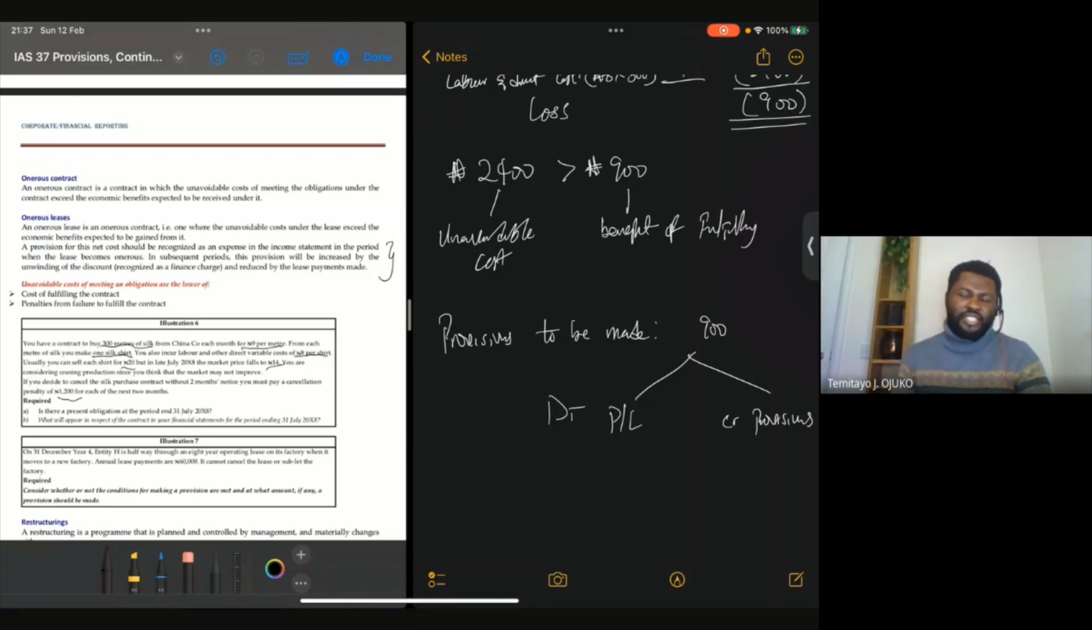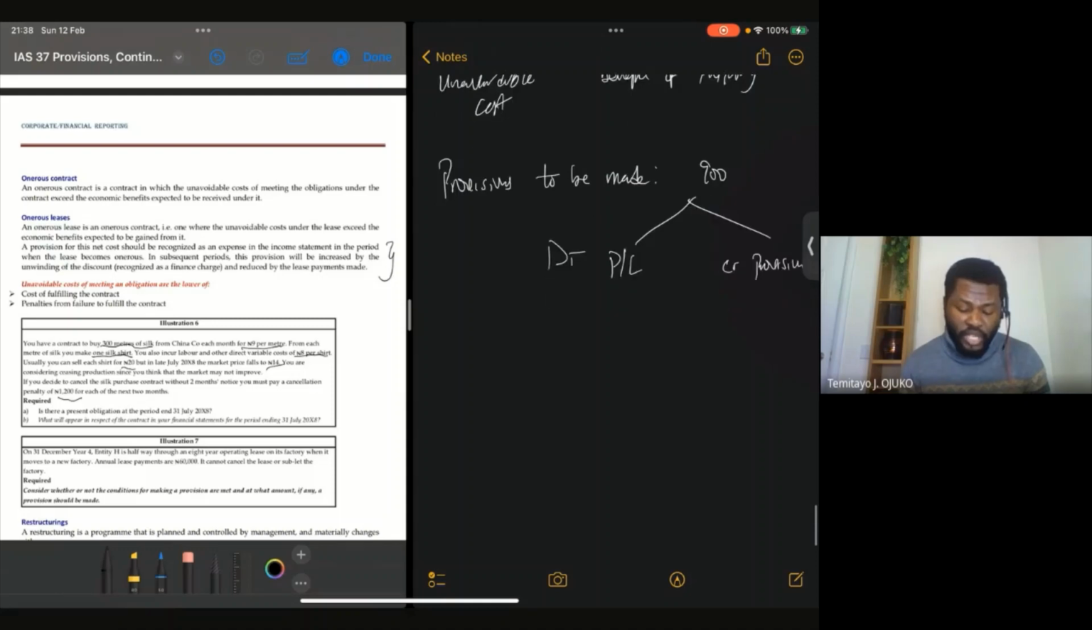Onerous contract is just you having an understanding and remembering that an onerous contract exists when the unavoidable cost exceeds the economic benefits derived from fulfilling the contract. Then your unavoidable cost is simple, the lower of cost of fulfilling and penalty for failure to fulfill. Once you get that, then you compare it, then you look at what it is, and that is what you have there. Okay.